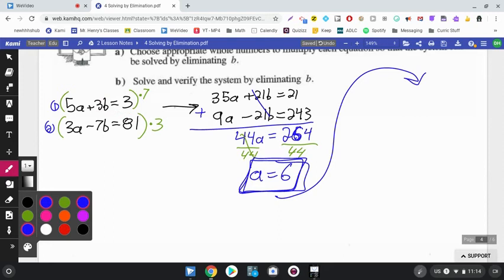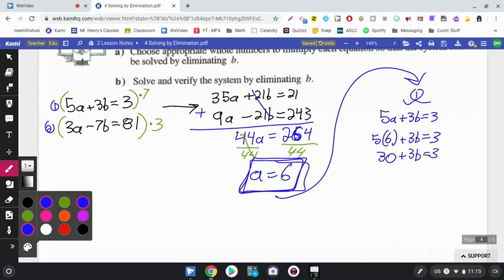Finding the other one, I go back, and either of these equations is going to tell me the correct answer. I always pick the smallest one, or the easiest to plug into. So I think equation 1 is easier, though you could pick equation 2. It says 5a plus 3b equals 3, so 5 times 6 plus 3 times b equals 3. 30 plus 3b equals 3.